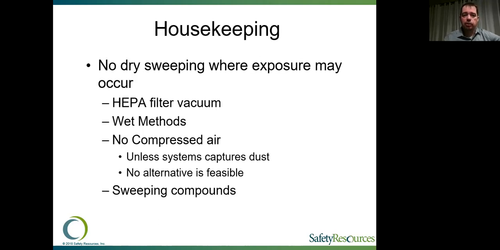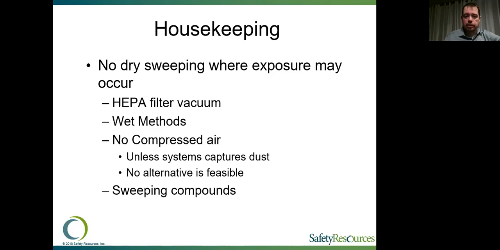In general, the housekeeping rules within the Silica standard are going to require that there is no dry sweeping where exposure may occur. So a lot of methods use HEPA filter vacuum systems or wet methods to clean that up. Obviously with just about everything else that involves any type of dust, we're limited in terms of blowing it around with compressed air. So we don't want to just blow the dust away, and again, just have that exposure traveling to a greater number of people. So, if compressed air is to be used, it has to be some type of system that's able to capture that dust as well. And you only want to use that if there's really no feasible alternative.